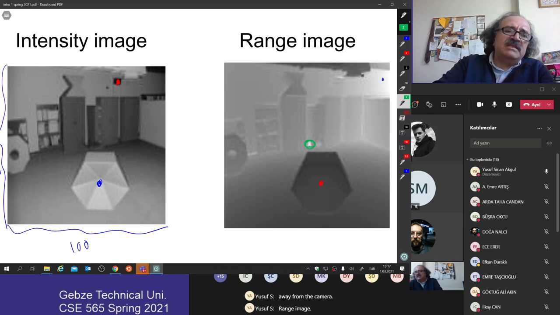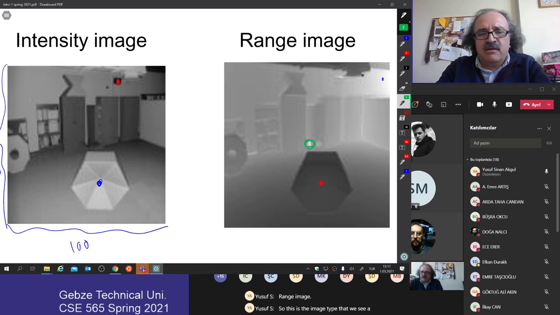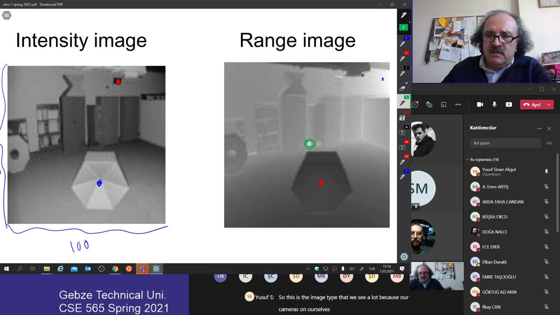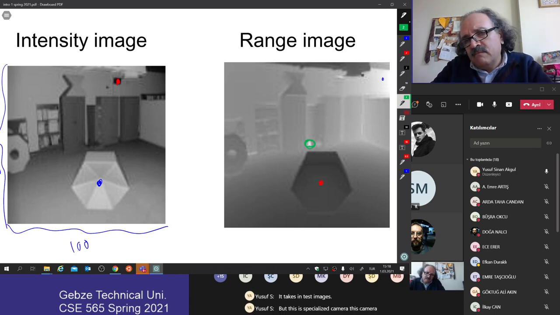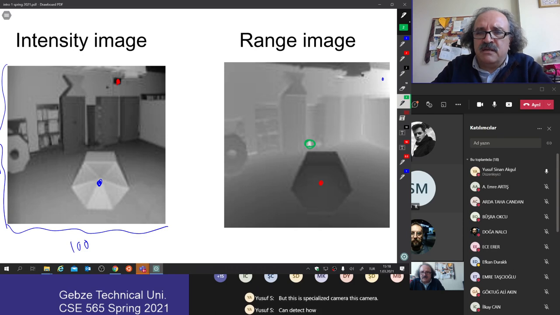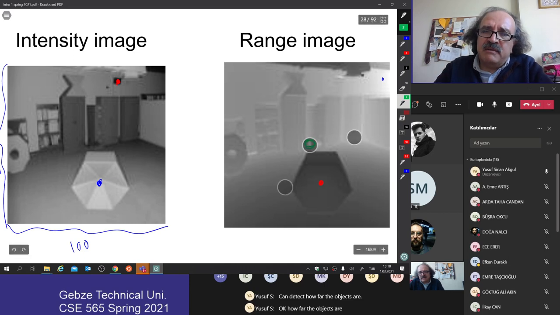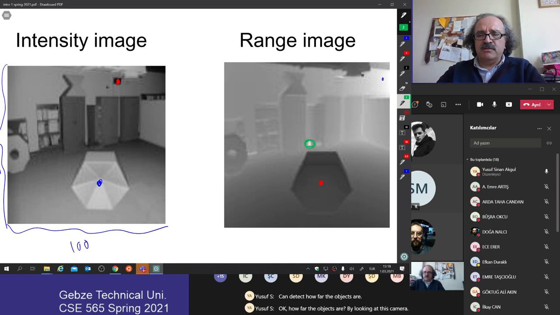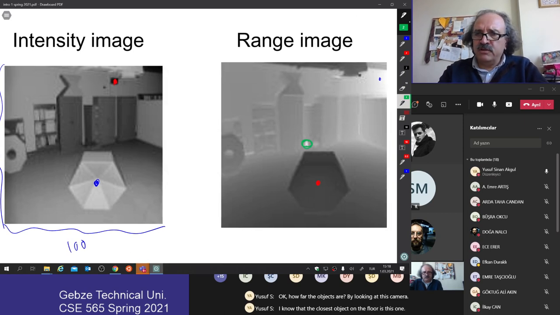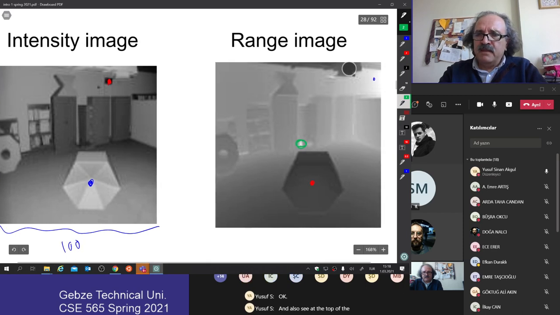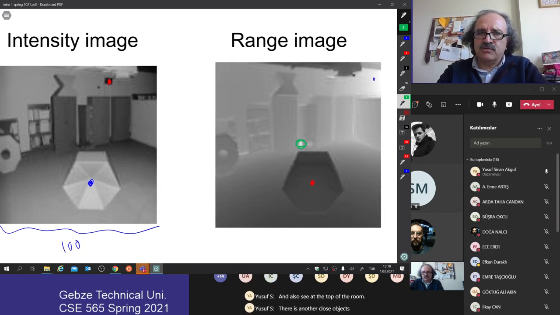This is the image type that we see a lot, because our cameras on our cell phones, like this, my cell phone camera, take intensity images, but this is a specialized camera. This camera can detect how far the objects are. By looking at this image, I know that the closest object on the floor is this one. Also see at the top of the room, there is another close object. It is close to me, right?